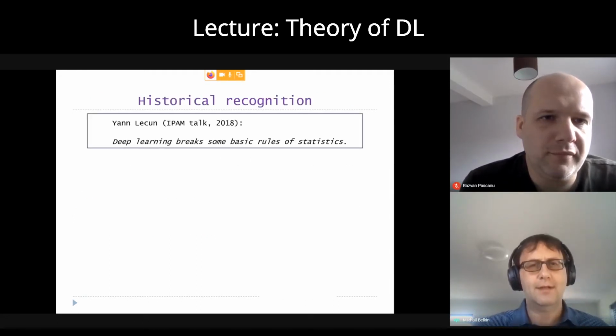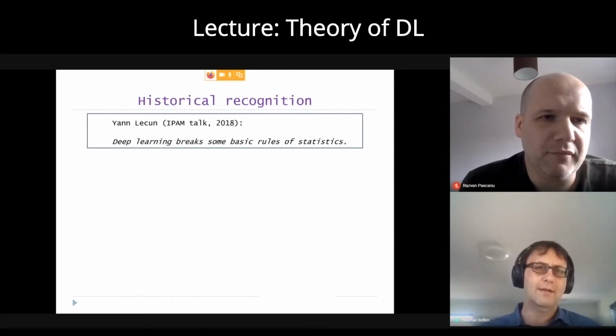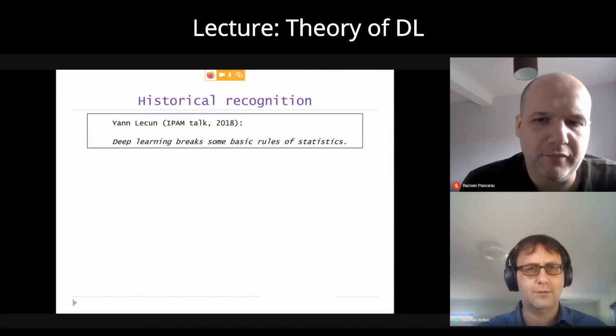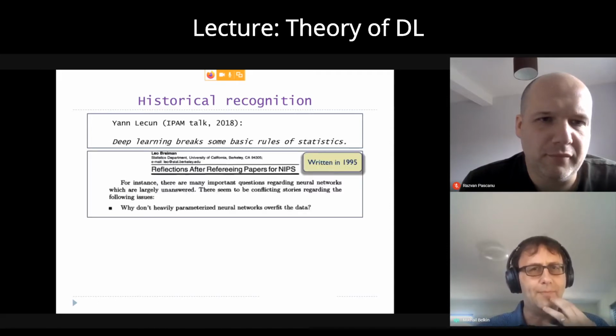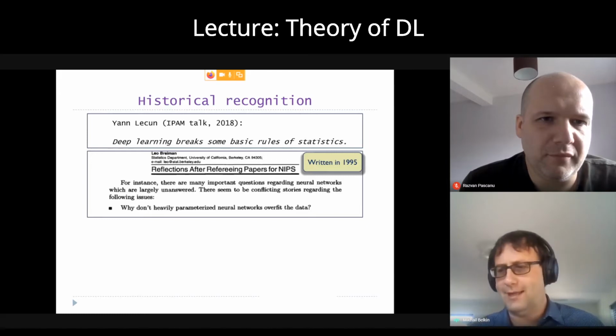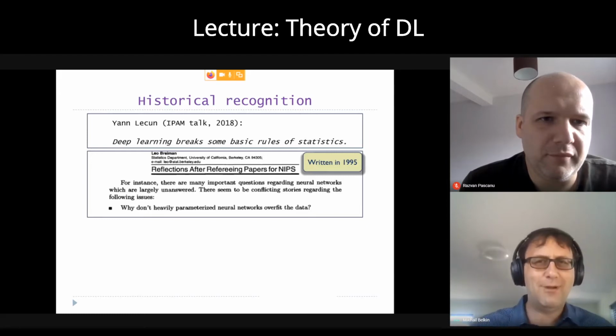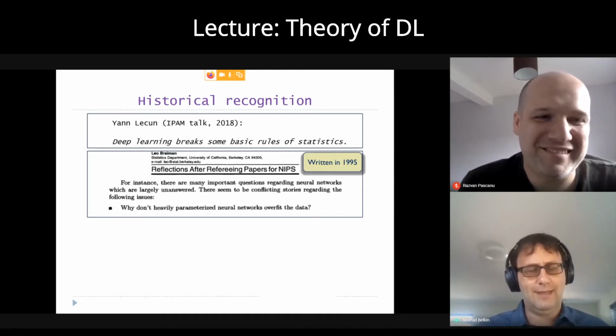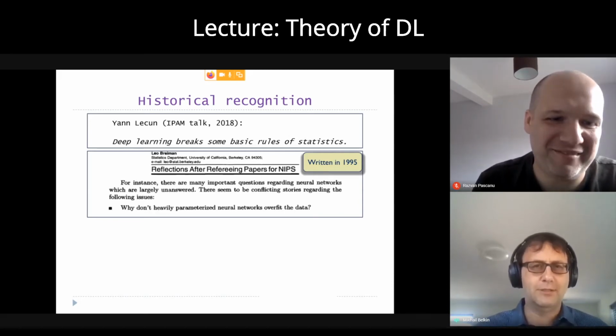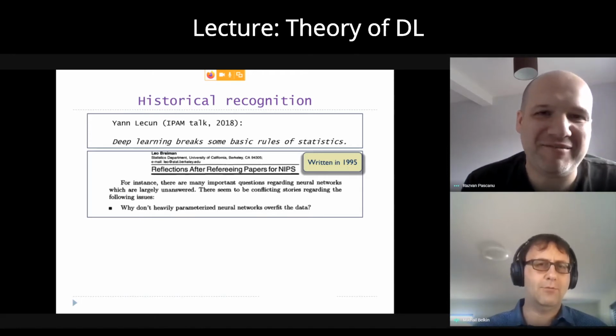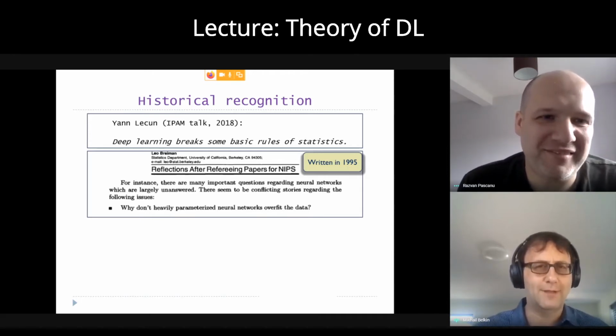Now, I should point out that there has been historical recognition of this problem. Yann LeCun, in a bunch of talks, would say something like deep learning breaks some basic rules of statistics. It goes much further back than that. Leo Breiman wrote a nice note 25 years ago, as a matter of fact, in which he poses several questions. The first one of those is, why don't heavily parameterized neural networks overfit the data?